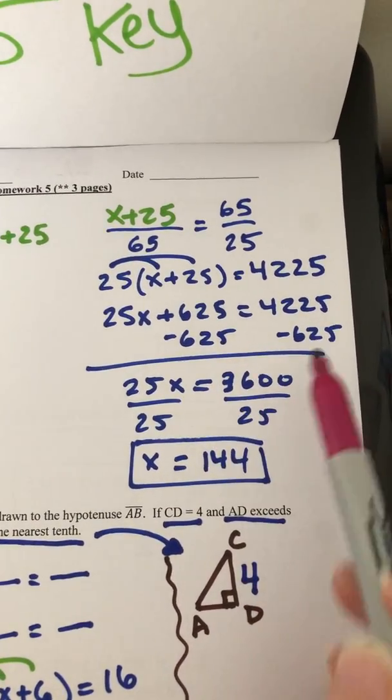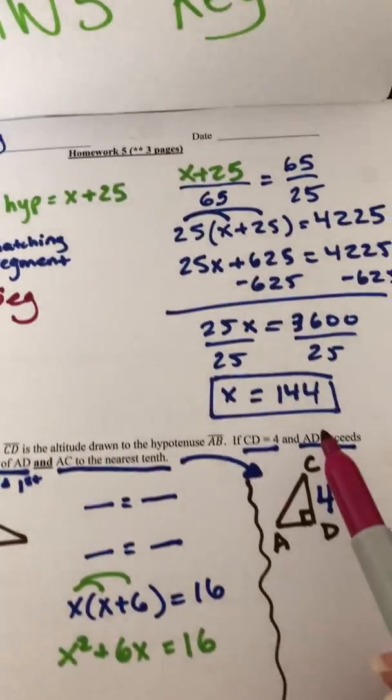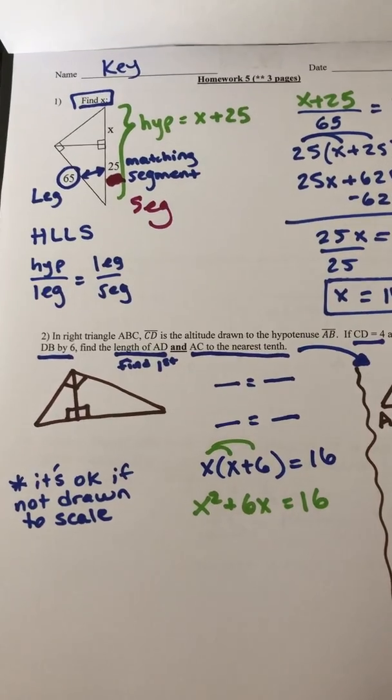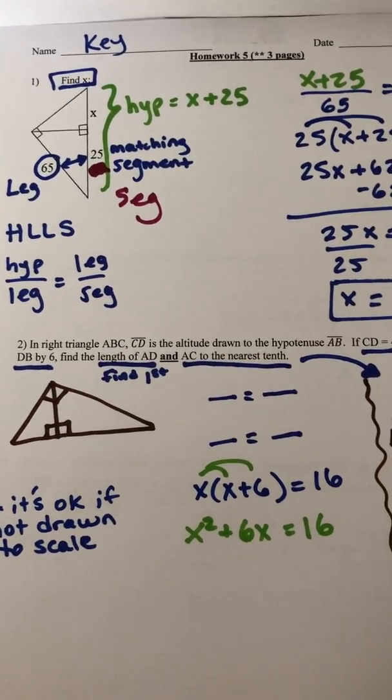Then you subtract 625 from both sides, divide by 25, and your x is 144. And that's what we were trying to find. Now the next question was a little trickier because there was no diagram and there was a comparison involved. I'll show you what I mean.